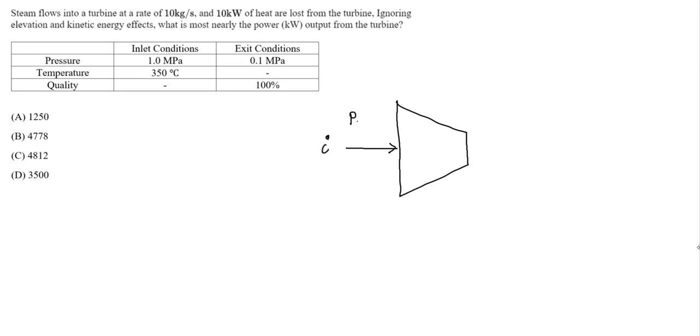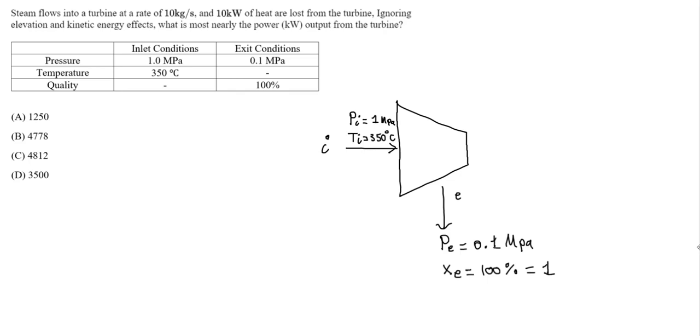So the inlet, we're given the pressure at the inlet is what? The 1 megapascal from the table. And we're given the temperature at the inlet is 350 degrees Celsius. So that's that. We're not given the quality. Then we have the exit. I'll use the E for the exit. We're given the pressure at the exit is 0.1 megapascal. And we're given that X, which is our quality at the exit, is 100%. And in fraction form, it's just 1.